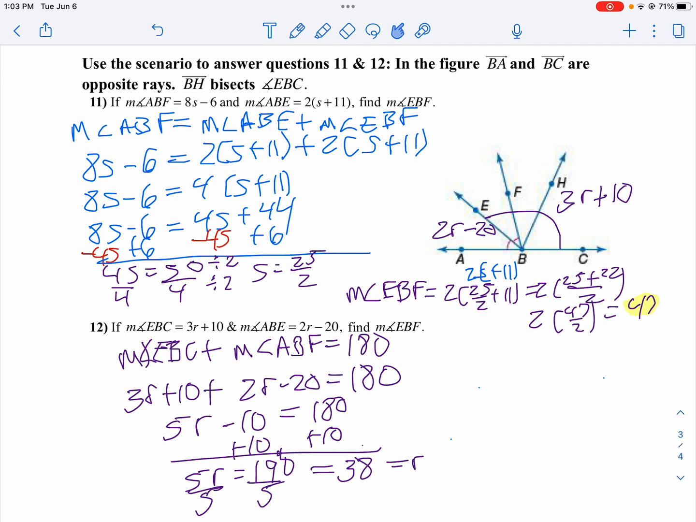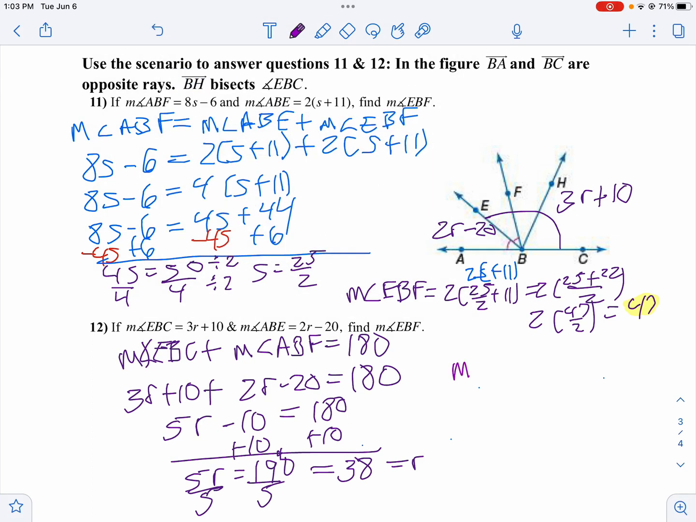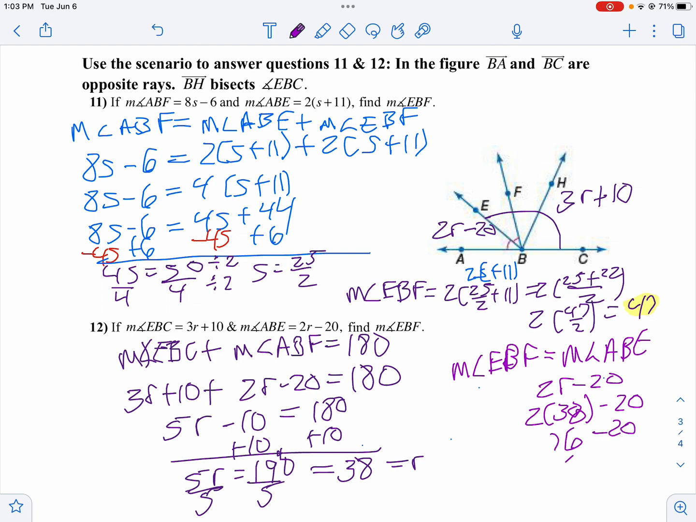Well, notice the measure of angle EBF is going to be the same as the measure of angle ABE. I know ABE is 2R minus 20. So I'm going to take 2 times 38 minus 20. 2 times 38 is 76 minus 20. We'll get 56 degrees for that question.